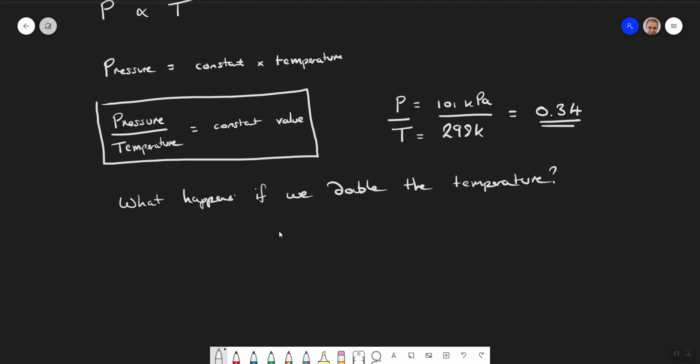So we'd now say that 0.34 is equal to our new unknown pressure over what is now double this, so 298 times 2, which is 596. Because if this law is true, then the ratio of our initial pressure and temperature should be equal to the ratio of our final ones. So our new pressure is going to equal 0.34 times 596.